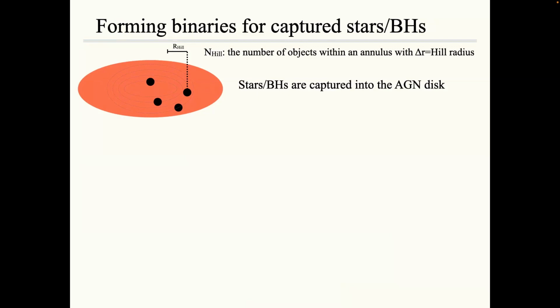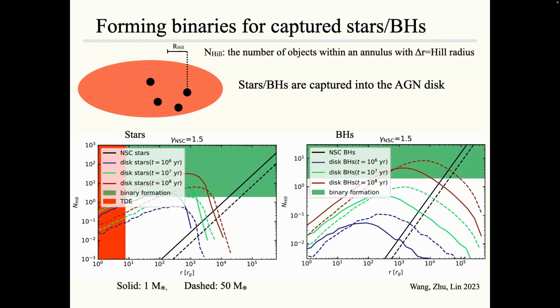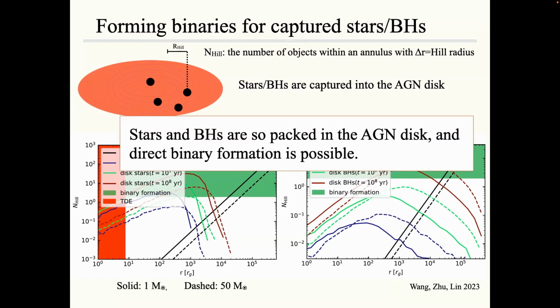We could calculate how closely these stars or black holes are packed. So this is the number of objects within Hill radii. So when this number is close to 2, then you could form binaries directly in the disks. You have these 2 stars very close to each other and they form binaries. So overall, if the AGN phase is long enough, all the stars in the nuclear star cluster will sink into the AGN disk, and they will be closely packed, close enough to form binaries. So this could be the direct disk-captured binary for both stars and black holes. So stars and black holes are so packed in the AGN disks that direct binary formation is actually possible with the right conditions.